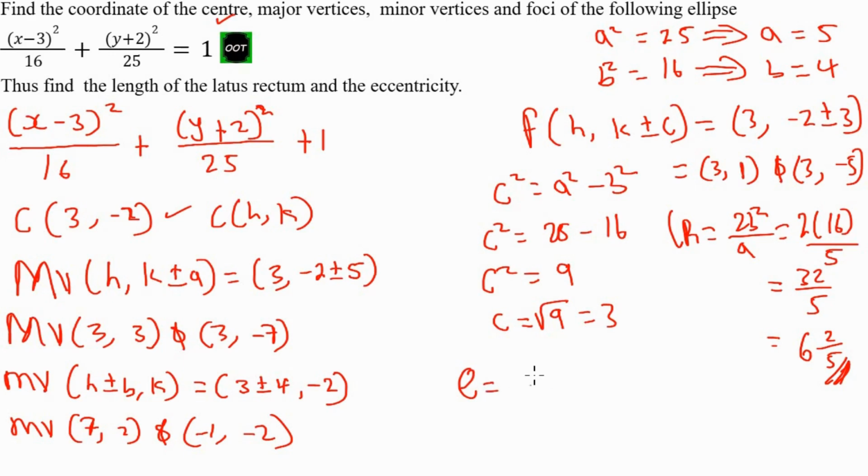Eccentricity e is equal to c over a. c is 3 and a is 5. And that is the eccentricity. And that's also the solution to example number 2. And as simple as that. On to example number 3.